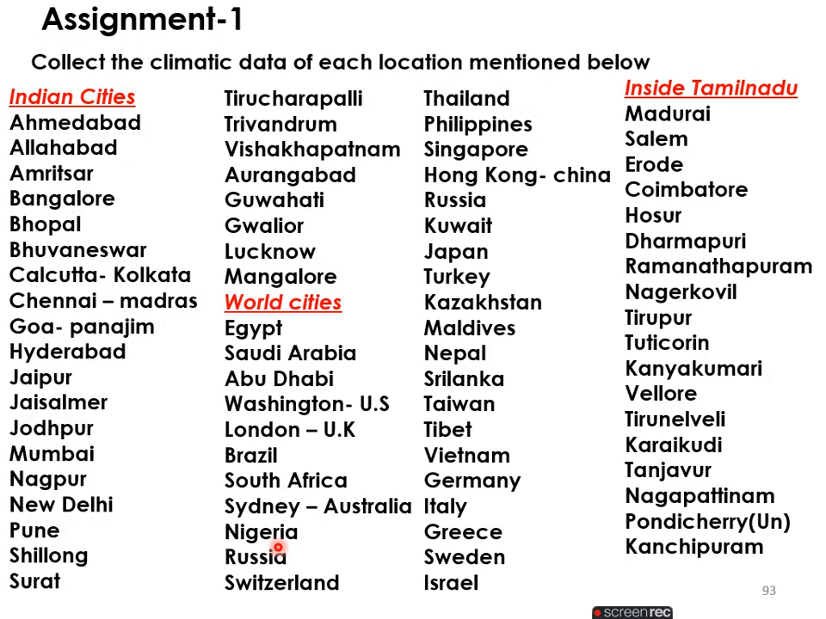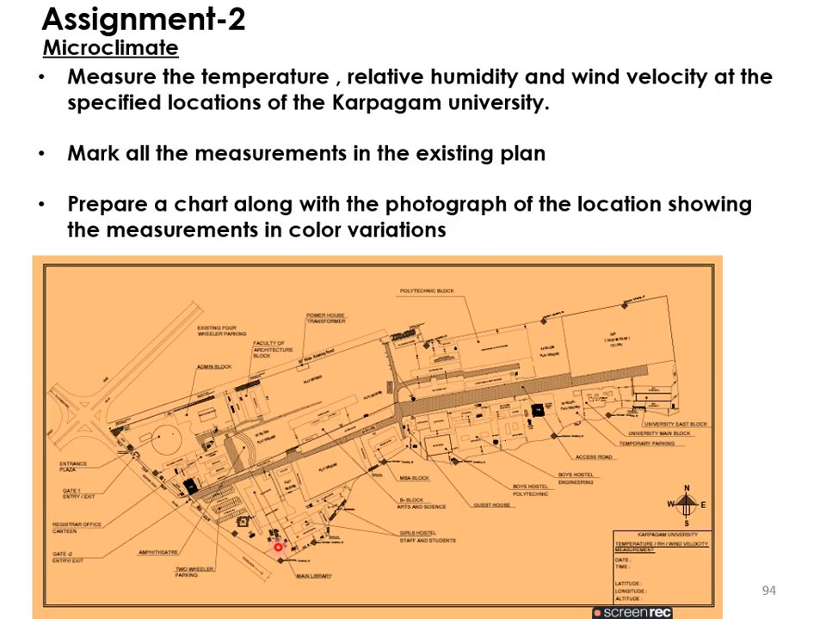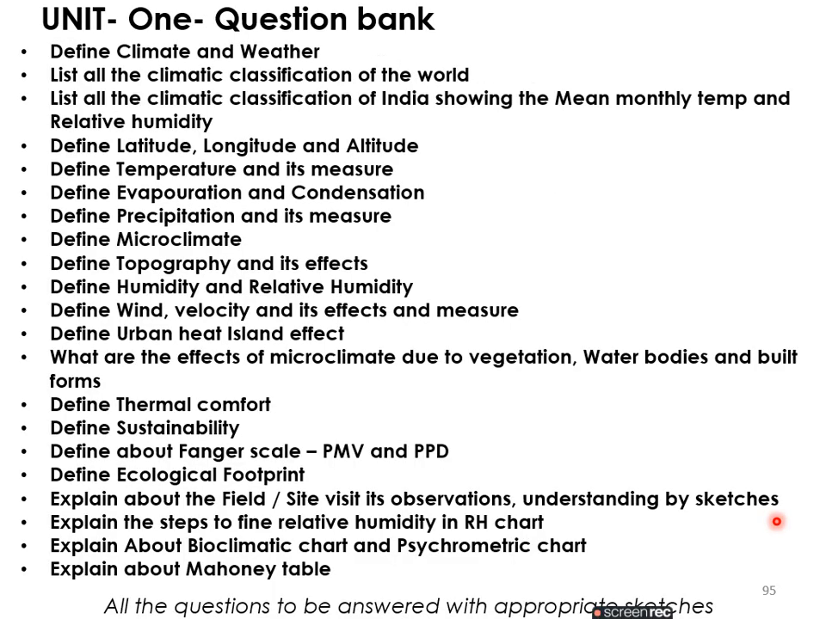We will be going through these assignments later, so we can just see the assignments which you are supposed to do. Assignment 1 is climatic data, which you are supposed to collect, as I have mentioned in your class. Microclimatic data, again, is the data which you are supposed to collect at certain points inside the campus. And we have question banks. We can just go through the question banks and then kindly prepare for the exam.